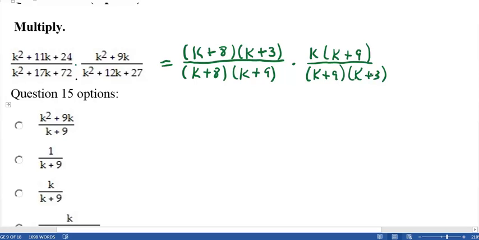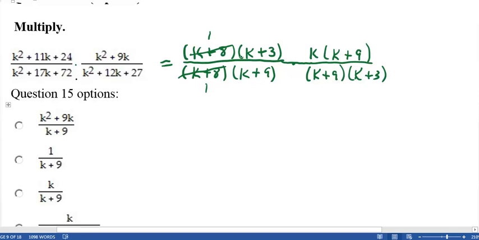Now we reduce. What I'd like to do is extend the fraction bar. Any factor in the denominator can reduce with any factor in the numerator. Here we have like factors of k plus 8, and when we reduce, remember, it leaves 1, because any factor over itself is 1.